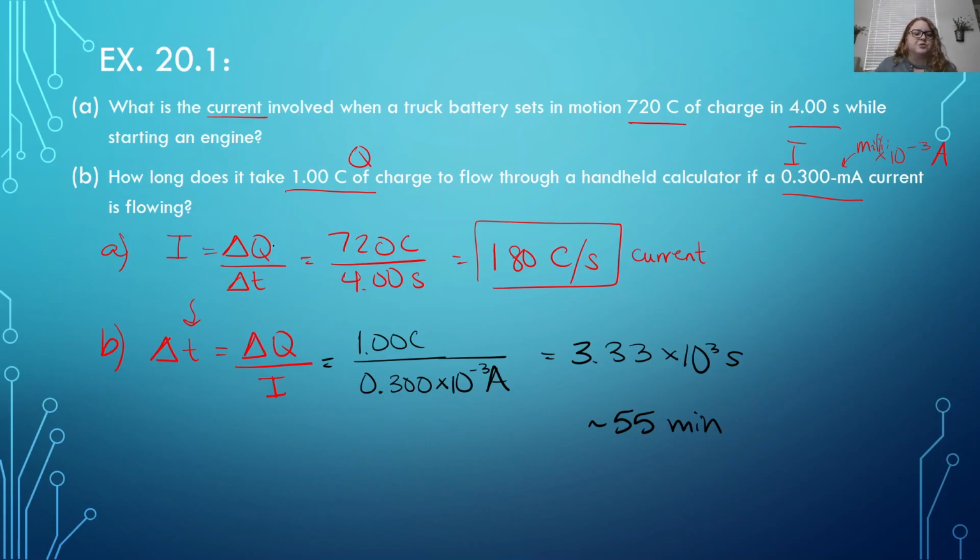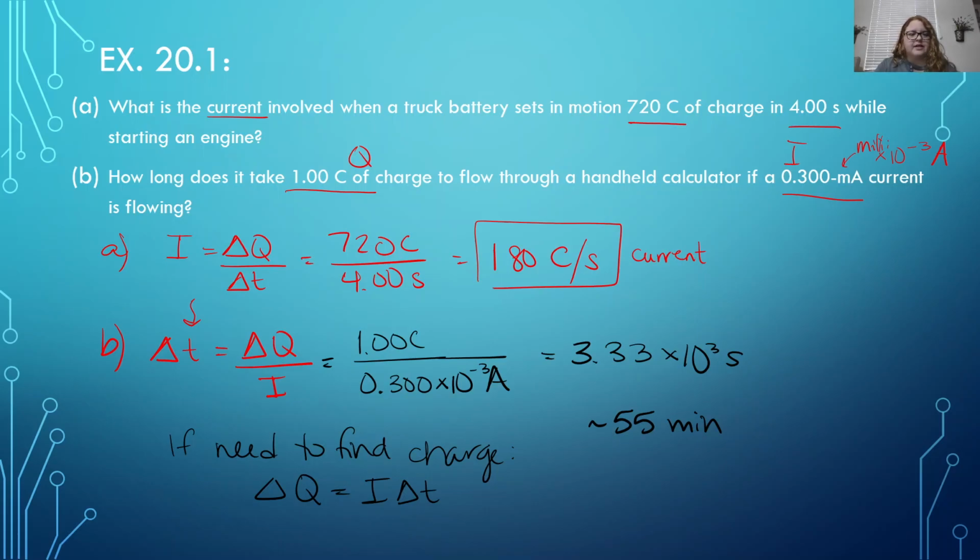So this is how you would find your current, your time, and then if we needed to find some sort of charge, we would say delta Q is equal to I times delta T.